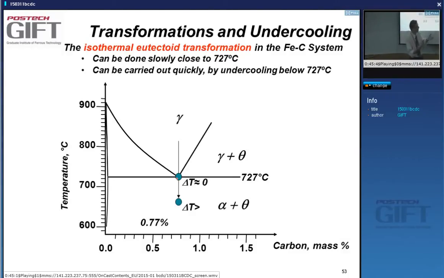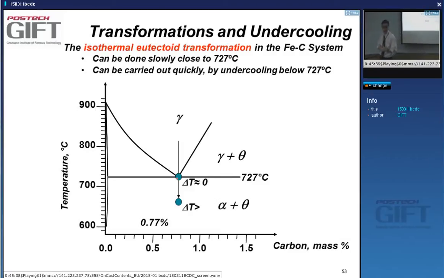at 650 degrees C, yes. The difference between the eutectoid temperature and the temperature at which I do the transformation is called the undercooling. I can have a very large undercooling. I can have a furnace where I do the transformation at 400 degrees C or at 300 degrees C. I can quench my sample, yes? So I can change the undercooling and look at the kinetics of the transformations.